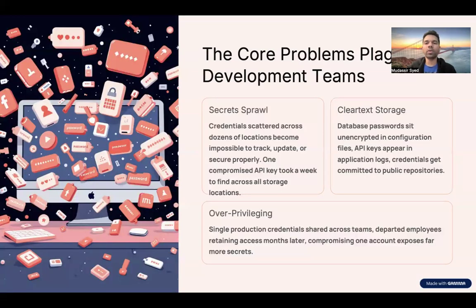Now let's look at the core problem that is plaguing the development teams. I see them in three different forms. One is secret sprawling. You don't have a single repository, a single safe location, if I may call it, for all your secrets. So you have your secrets, some of them on a Git repository, some of them hard coded somewhere, and all of that sort of thing. Some of them in config files. So that's number one problem.